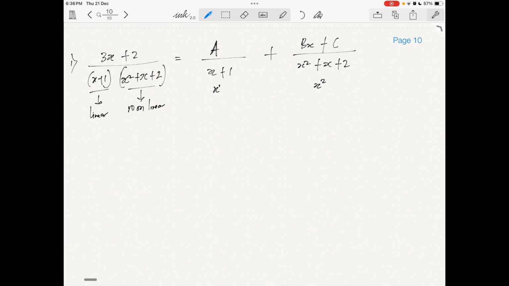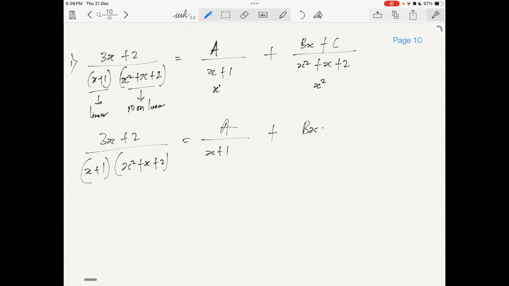Alright, now let's go to the question proper. So I have 3x plus 2 divided by x plus 1 into x squared plus x plus 2, is equal to a over x plus 1 plus bx plus c over x squared plus x plus 2.